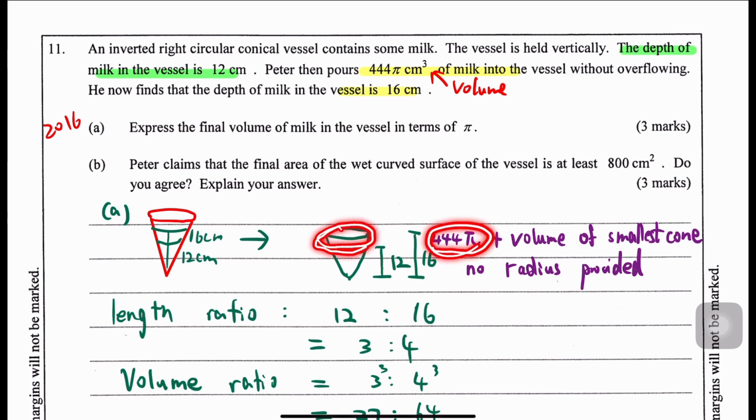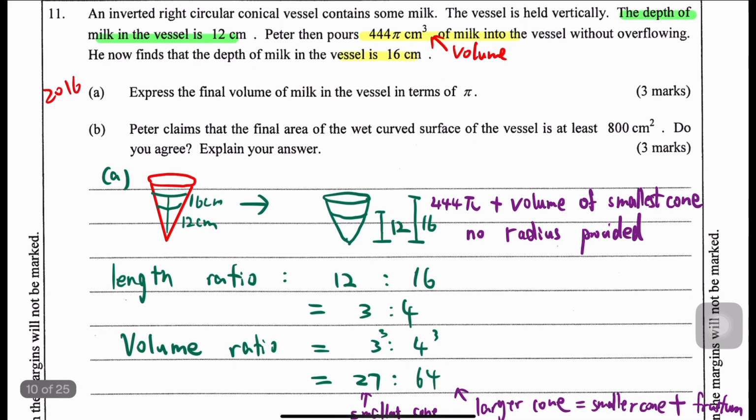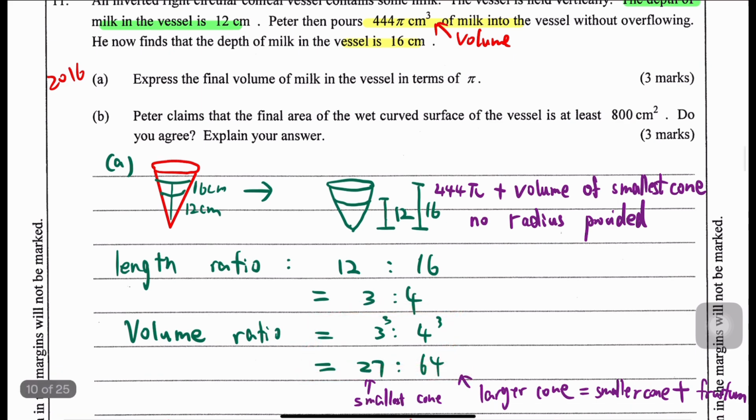It means that the volume of the first term is 444π, plus the volume of the smaller cone, the smaller cone here, actually they will equal to the entire cone, okay? So the length ratio, what we have here, why do we need to find the length ratio? Because it's asking volume, right? It's asking volume, but what we have is the ratio of height. So we first find the length ratio and then the volume ratio. Okay, so it's cube.